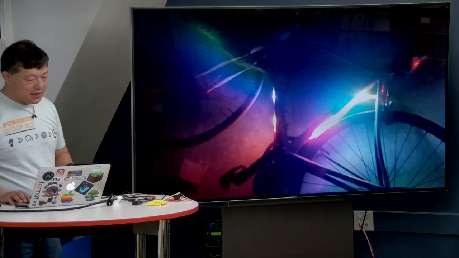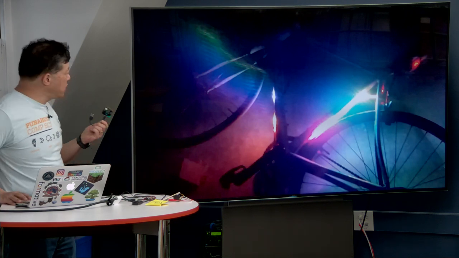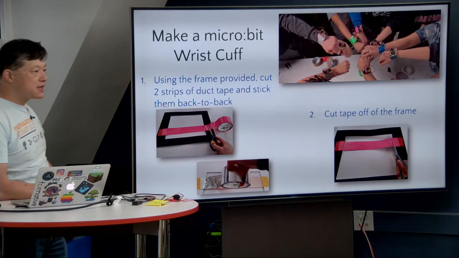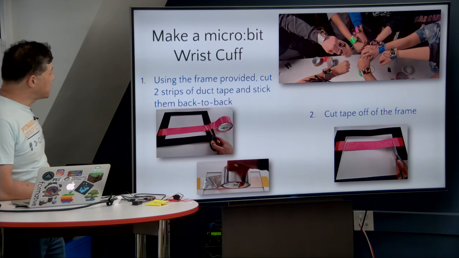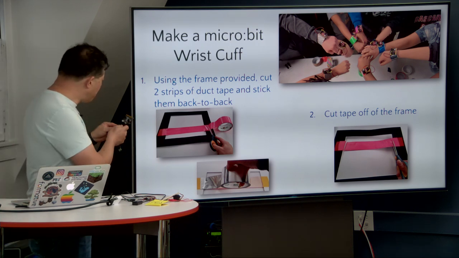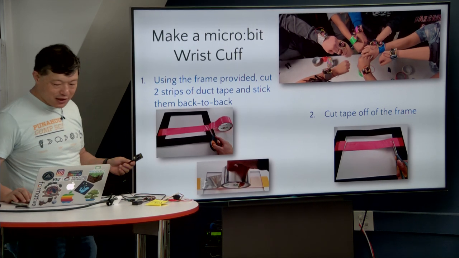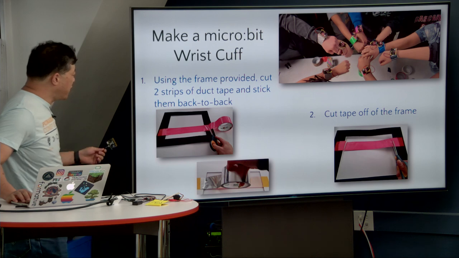So it's very cool. What I love about the microbit is that because it's so small and lightweight, you could embed it into things like wearables. This is an activity we did with young kids, but you could certainly adapt this into fabrics, for example. We give a picture frame, and we put out two strips of duct tape, and you stick the microbit onto the duct tape, and then you cut the tape off of the frame.